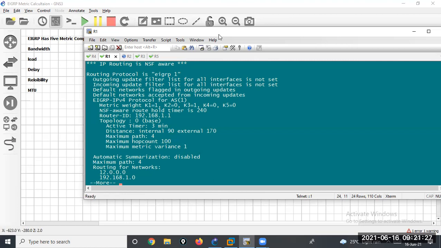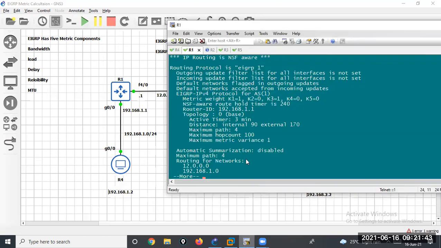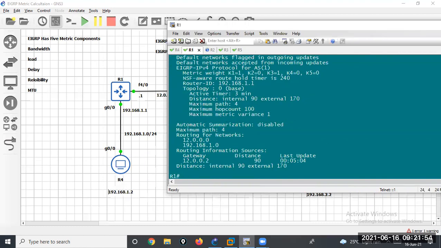Okay. Now see here, 192.168.1.0 is directly connected to router 1. So what are the metrics of the 192.168.1.0 network? Now I will show you the default metrics of 192.168.1.0, because that network is connected to a gigabit interface. What are the default bandwidth, delay, load, reliability and MTU of the gigabit interface? Now I will say show interface G0/0.